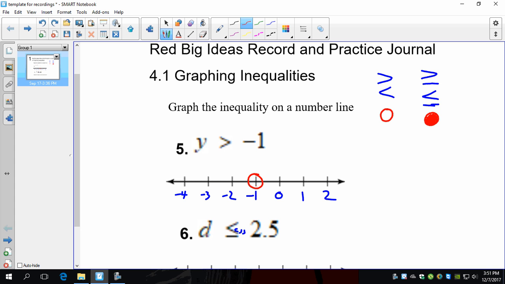And what that signifies is that any answer that is greater than -1 is what y could be. So we're going to draw an arrow on our number line, and we're going to represent that any one of those numbers could be our answer. Could be 0, 1, or 2. We do have an open circle, so that means we're not counting -1. y has to be greater than -1, so it could be 0, 1, or 2. And that would be our open circle.